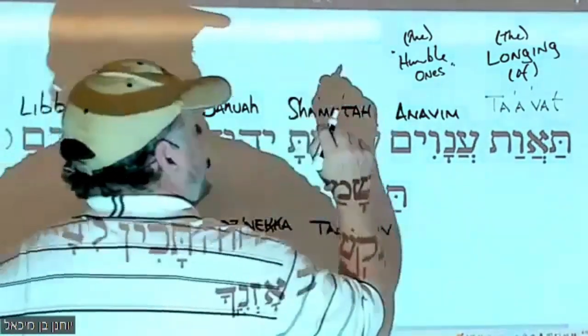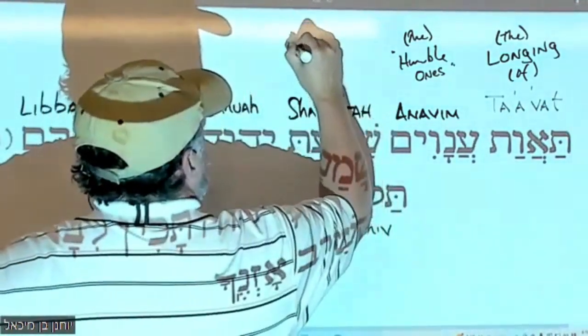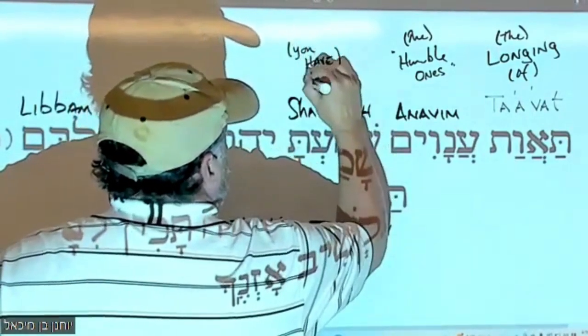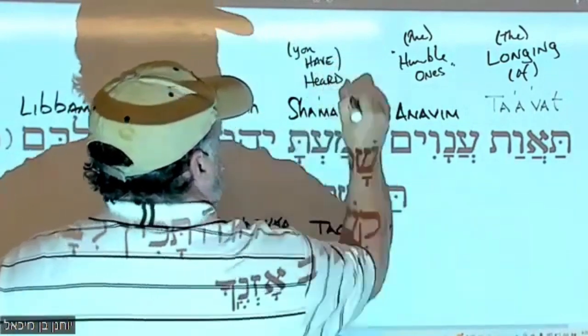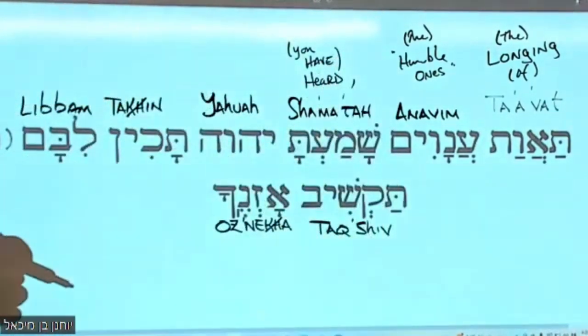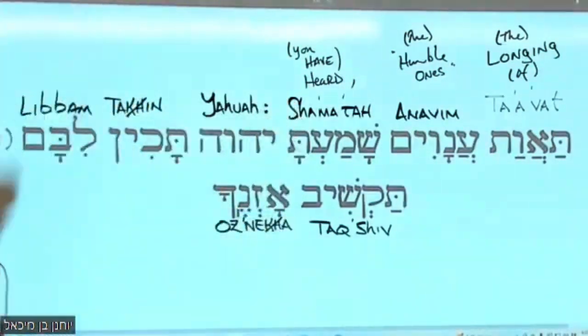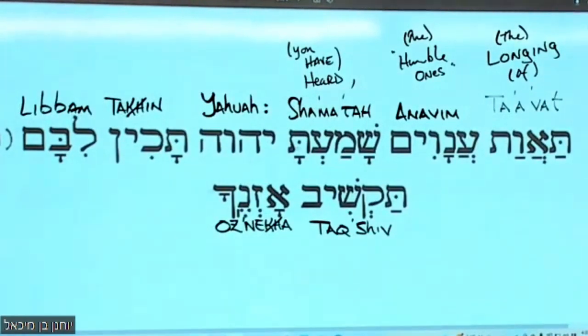The longing of the humble ones, you have heard, comma. Who heard it? Yahweh did, right? You have heard, Yahweh. Boom. All right? Close that thought. So we know the psalmist is saying that Yahweh has heard the desires or the longing, the yearning of those who are humble before him. Does that make sense? What he's saying.